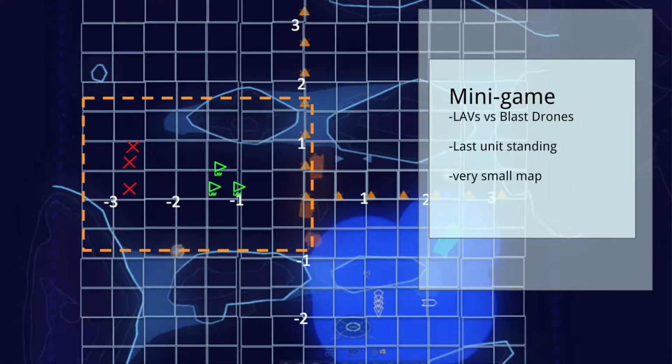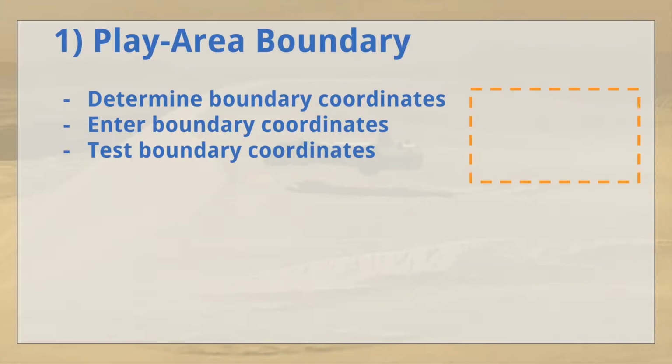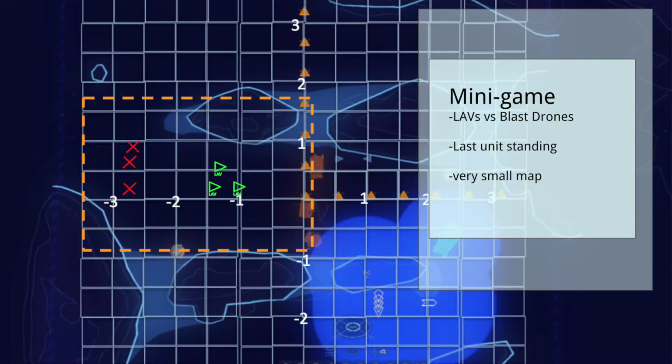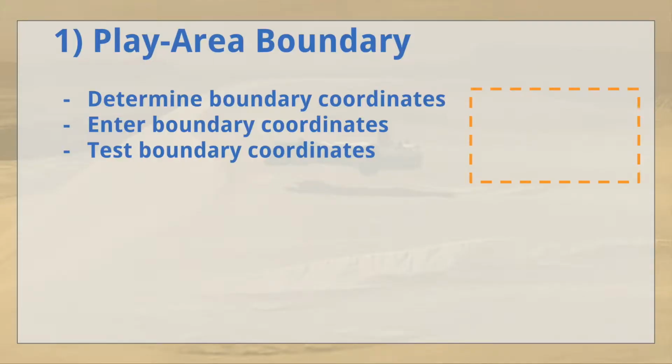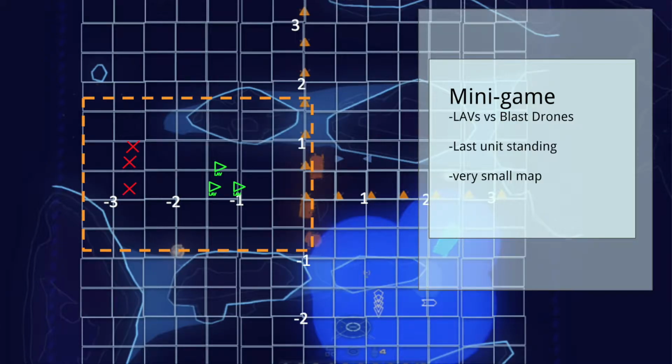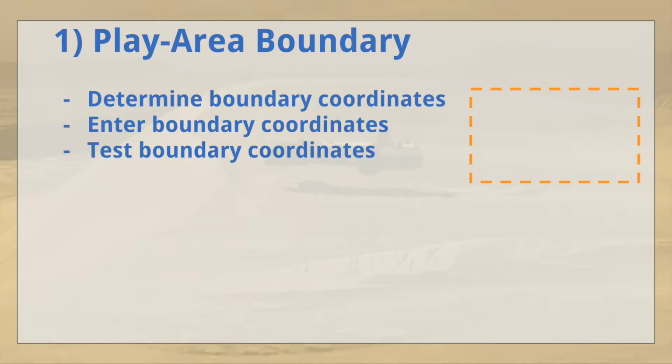Let's try it out. The first thing I'm going to do is create the play area boundary of my mini game, which means that I need to determine the boundary coordinates, which I've already done. I have a rough idea with this little guide here I've made in orange, and then I need to enter them into the layout via coordinates, and then we're going to test it afterwards.